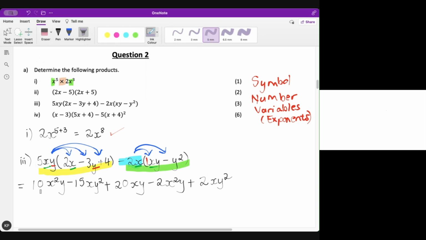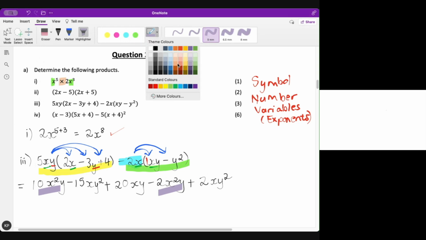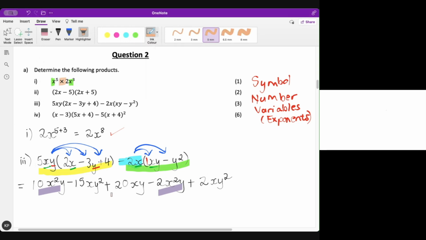10x squared y. Okay, this one. And the 2, yes. Yebo, Alan. You have negative 15xy squared and 2xy squared. Positive 2xy squared. 100%. Beautiful. Okay, and then this guy in the middle is just on its own, right?